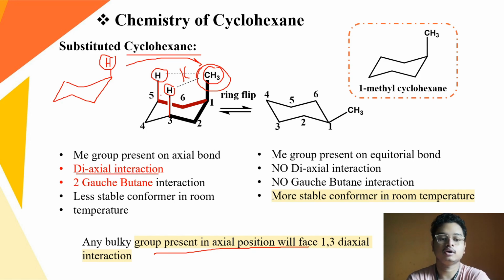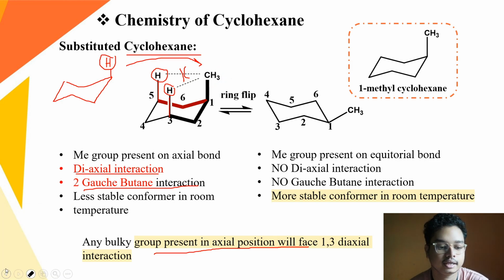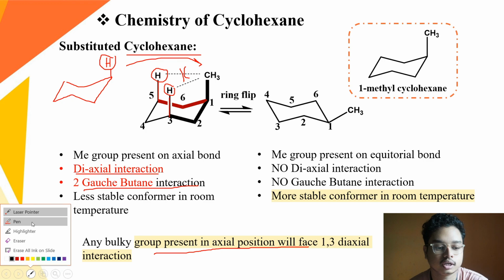Okay, and you can also find there are 2 gauche butane interactions. You know what the gauche butane interaction is, as I discussed it in the second class itself. So let us find where the gauche butane interaction is here. This figure is actually self-explanatory. Here you can find this particular methyl, 1, 2, 3, 4. So this is your 1 gauche butane interaction.